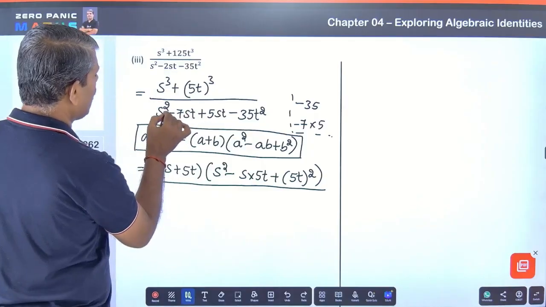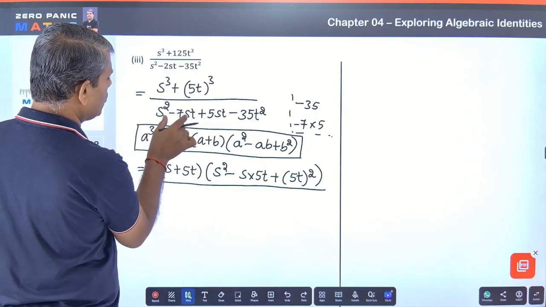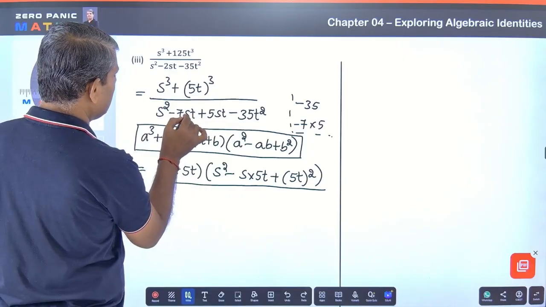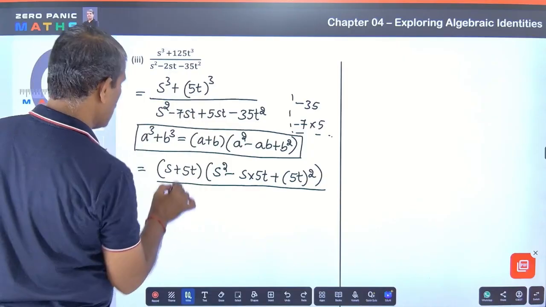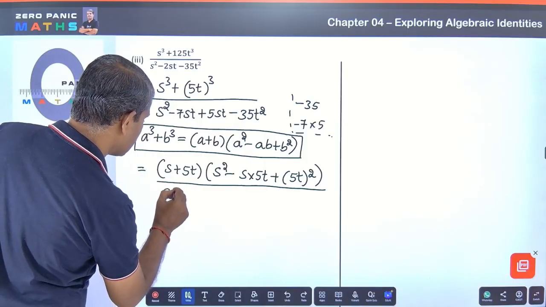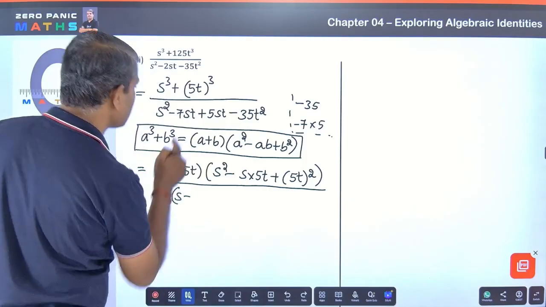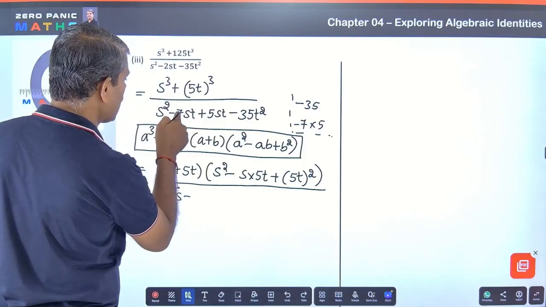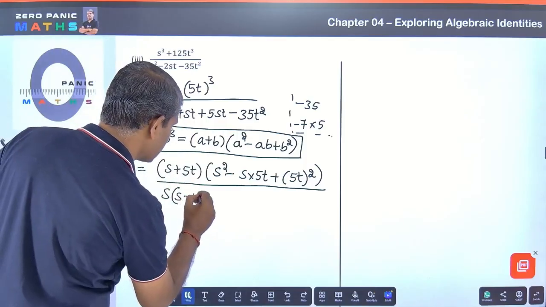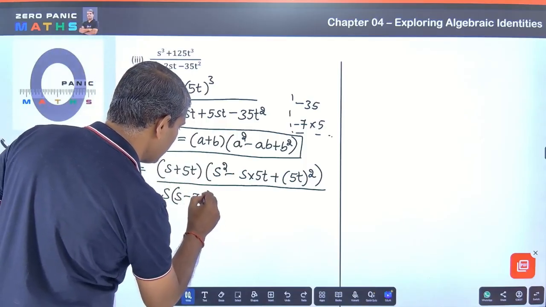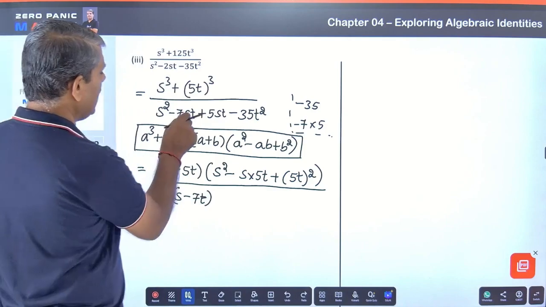What comes as common from the first two terms? In the first two terms, s is the only thing that is common. So I can take s as common, and what remains here is s minus 7t. This s comes as common, so 7t remains as the term here.